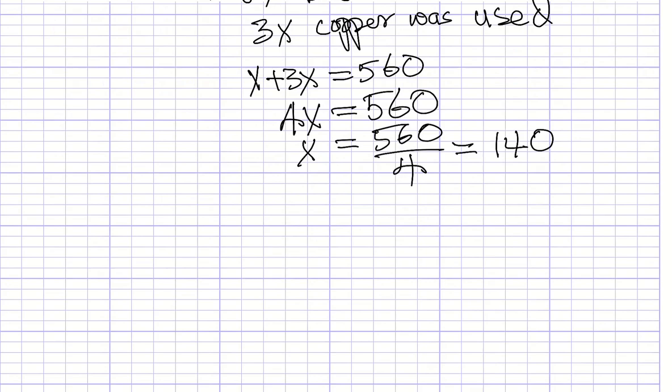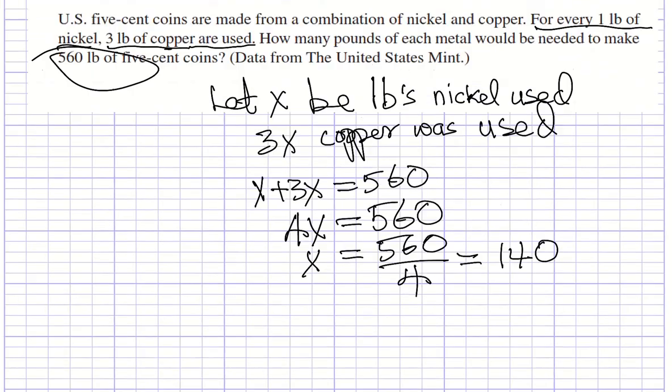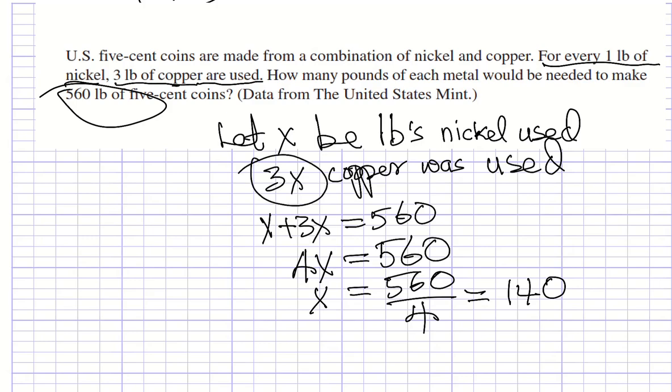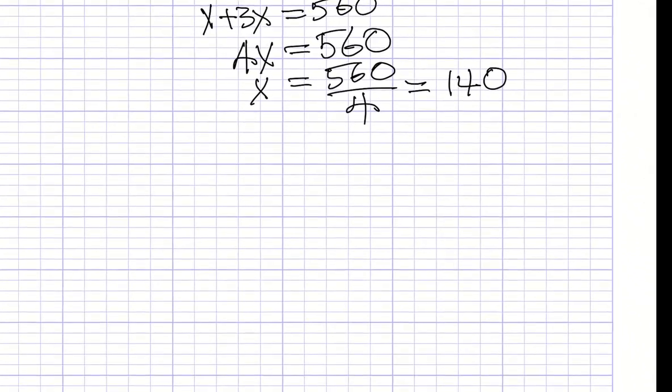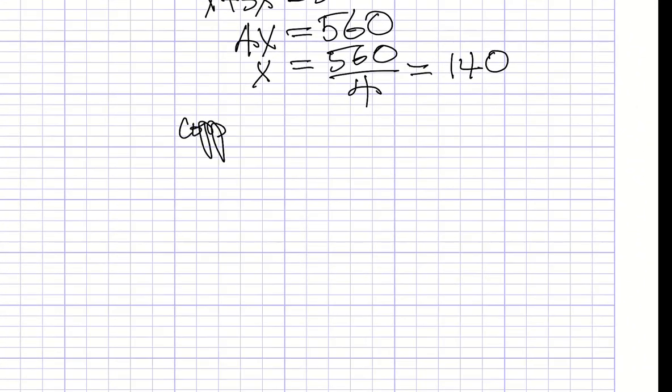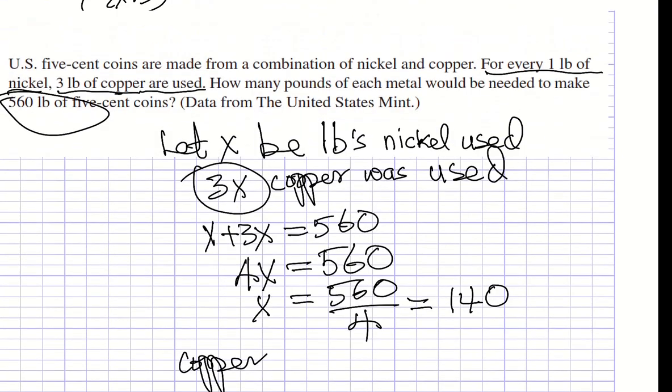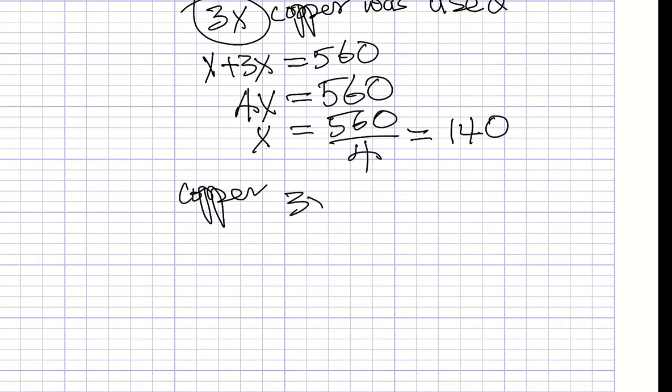Alright, so what is our situation here? Then you have the copper. According to what we have up there, copper is 3x, meaning 3 times 140, okay? Copper is 3 times 140, and that is equal to 420, okay?